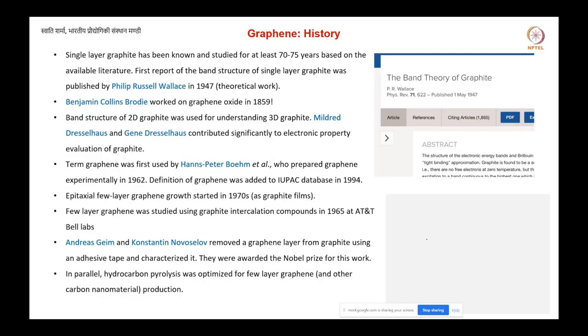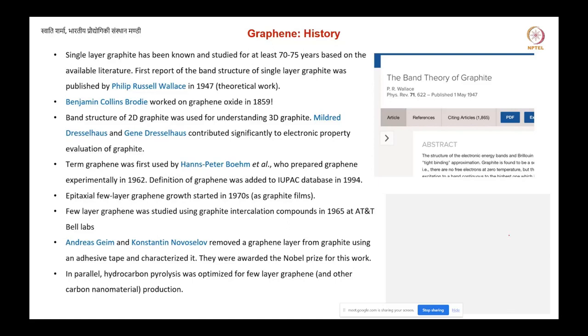Now, when you go to the history of graphene, single layer graphite has been known and studied for at least 70 to 75 years based on the available literature. The first report of the band structure of single layer graphite was published in 1947, and the band structure of 2D graphite was used for understanding 3D graphite. The term graphene was first used by Hanns-Peter Boehm et al., who prepared graphene experimentally in 1962. The definition of graphene was added to the IUPAC database in 1994.